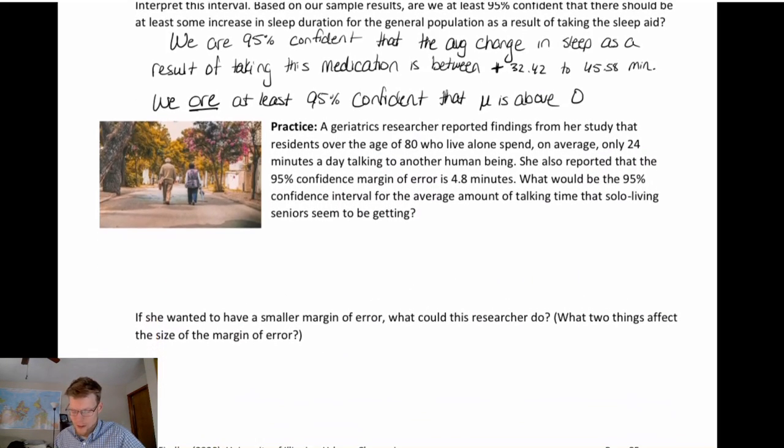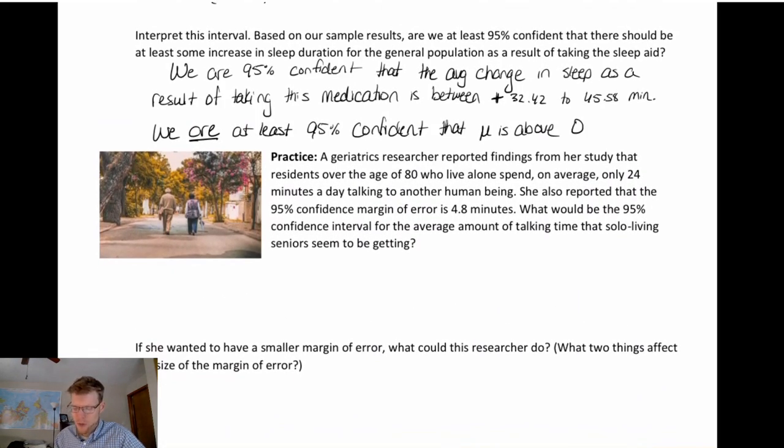All right. Second question. A geriatrics researcher reported findings from her study that residents over the age of 80 who live alone spend on average only 24 minutes a day talking to another human being. She also reported that the 95% confidence margin of error is 4.8 minutes. What would be the 95% confidence interval for the average amount of talking time that solo living seniors seem to be getting?